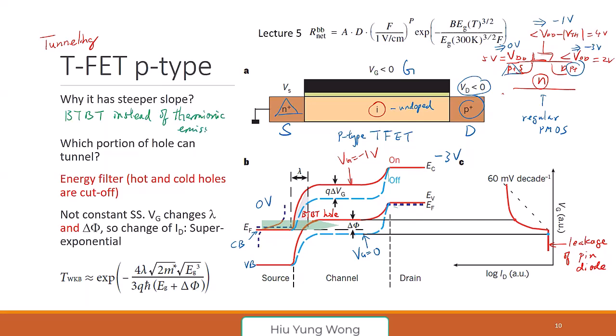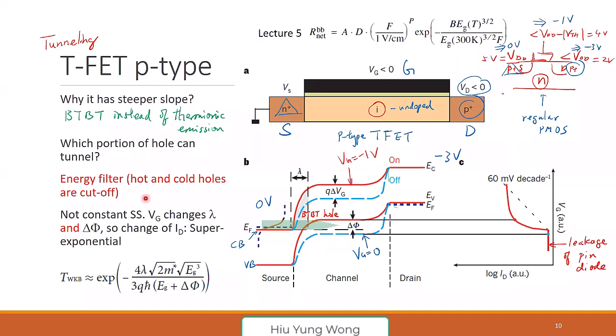It's using a different physics, so it has a steeper slope. And it also has a filtering effect. You see, only this green portion can tunnel. Those with higher energy, lower energy, it should be lower for hole, cannot tunnel because here is the gap. Those with lower energy also cannot tunnel because you don't have those with lower energy, right? So it has an energy filter effect.